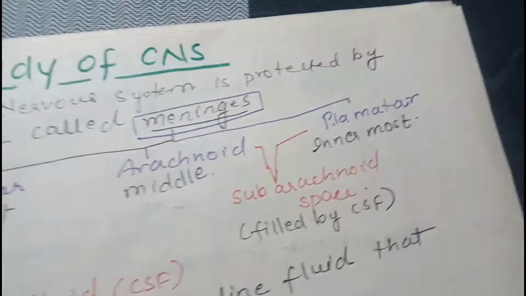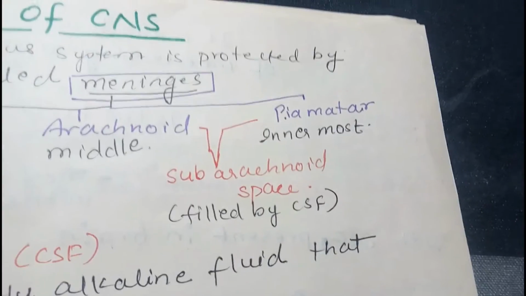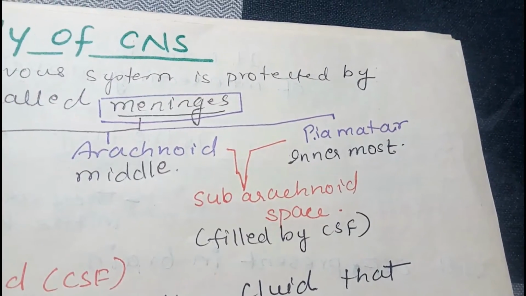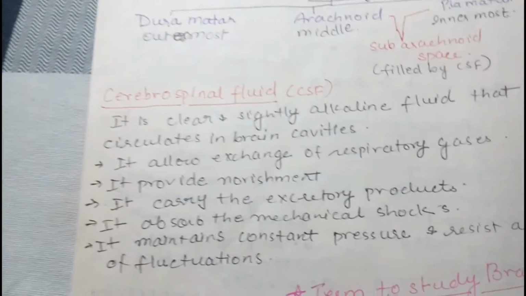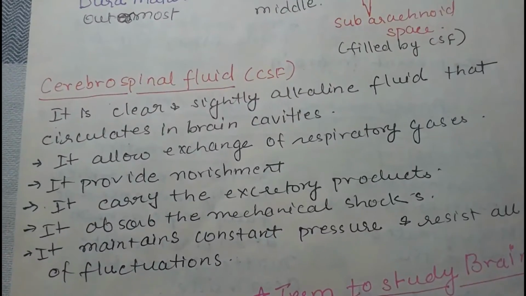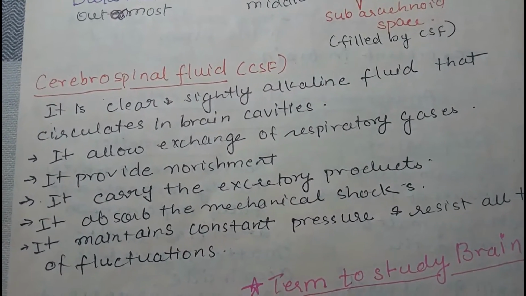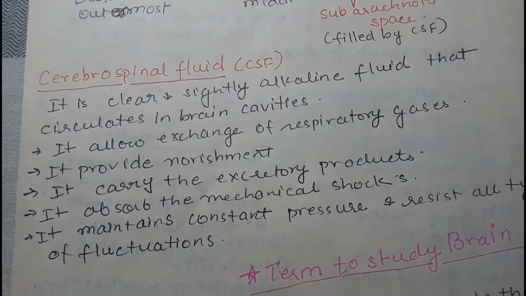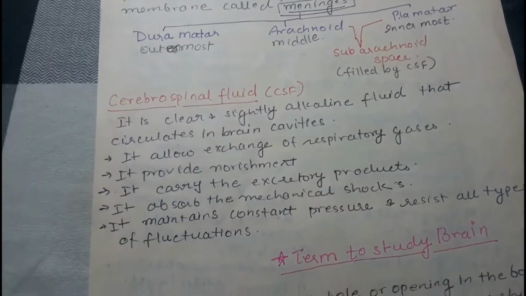The arachnoid and pia mater have a space between them, which is called subarachnoid space, and it is filled by cerebrospinal fluid. CSF is a clear, slightly alkaline fluid that circulates in brain cavities. It allows exchange of respiratory gases. It provides nourishment. It carries excretory products. It absorbs mechanical shock. It maintains constant pressure and resists all types of fluctuation.